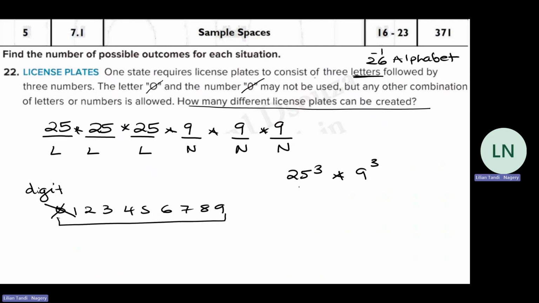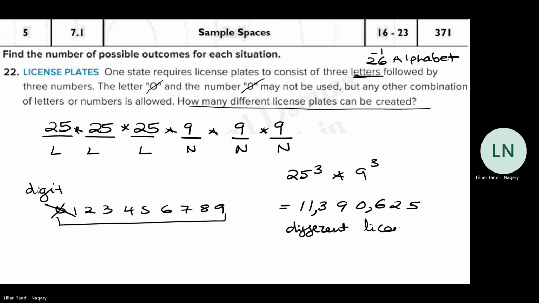Okay. So how much does this give you? If you put this in the calculator, you should get 11,390,625 different license plates can be created. And you box your answer.